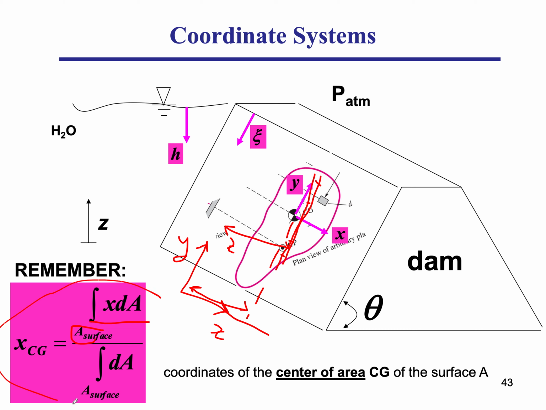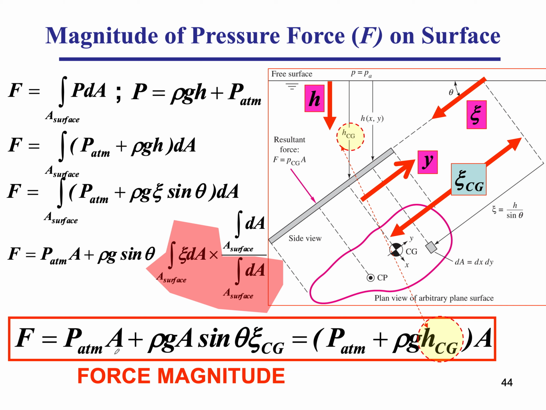And if I put something else other than x, if I'm looking at the ycg, then I'll just do the integral of y dA divided by the area of the surface. Or if I'm looking at zeta, then it'll be the integral of zeta dA. So remember this formula: the center of gravity location relative to coordinate system F will be the integral of F dA divided by the total area. Okay, so this will come in handy in a second.